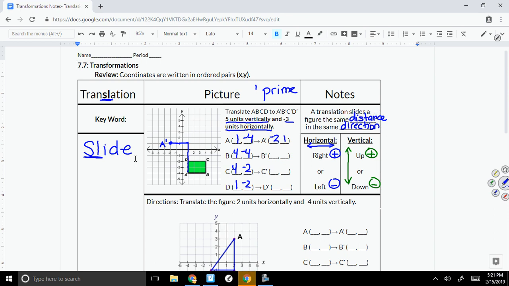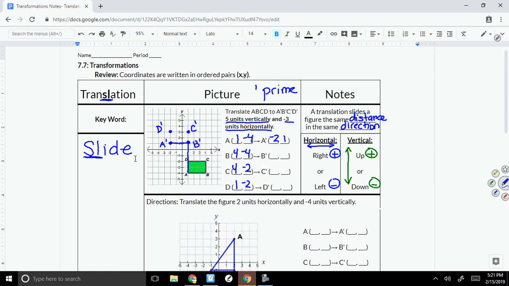Let's go ahead and try B together. Again, I'm going to move the exact same distance in the exact same direction. Starting my pen at B, I'm going to move 5 units vertically, so 5 units up, and then 3 units horizontally, 3 units left, and put another dot, and I'm going to label this B prime. Going a little quicker, from C, same deal. I'm going to go 5 units vertically and -3 horizontally and make my C prime. And then last I have D prime.